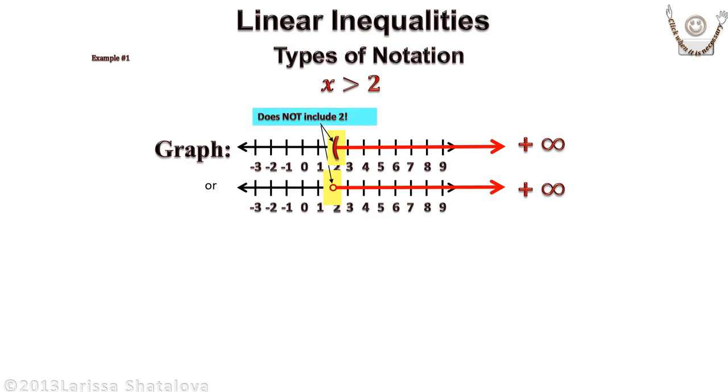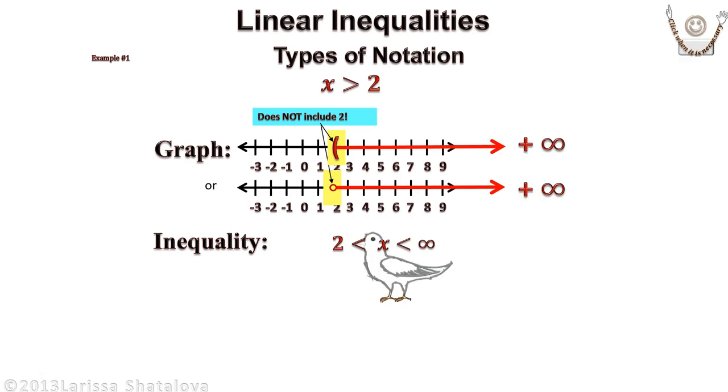Inequality. You have to show the smallest number on the left, the largest number on the right, and the variable in the middle. In this case, it's x. And our birds can help you to read. X is greater than positive 2 and less than positive infinity.